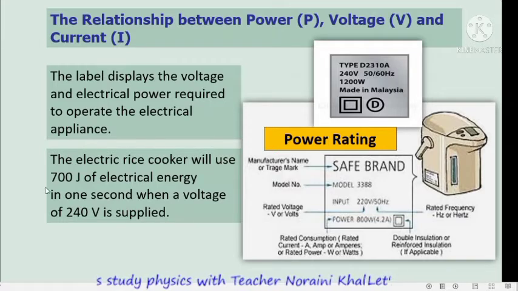So let's have one example. Let's say an electric rice cooker with power rating of 240 volt and 700 watt. What does the power rating of the electric rice cooker mean? It means that the electric rice cooker will use 700 joule of electrical energy in 1 second when a voltage of 240 volt is supplied. That's the meaning of power rating.